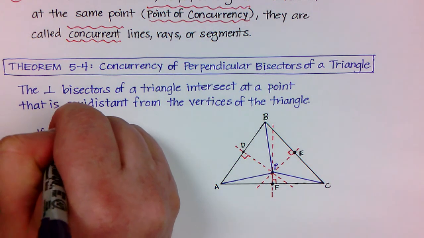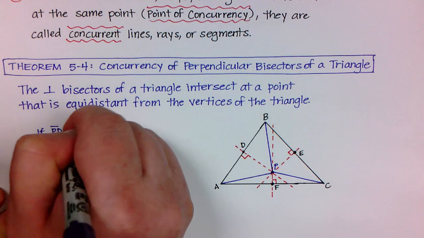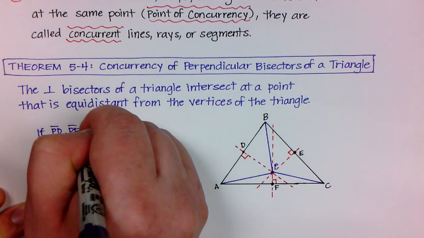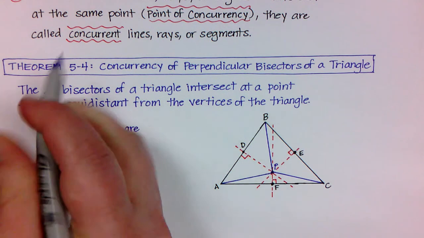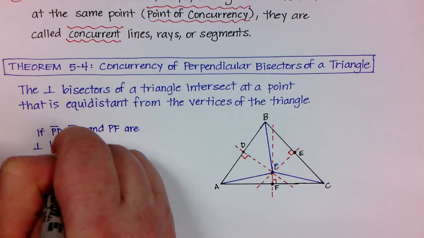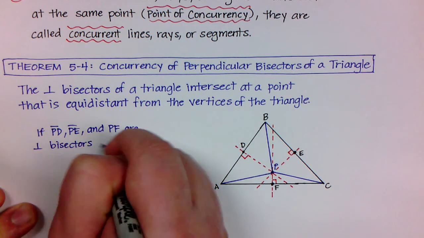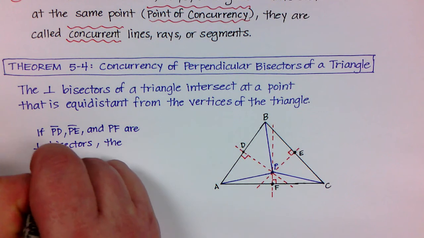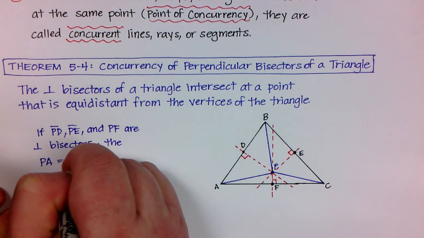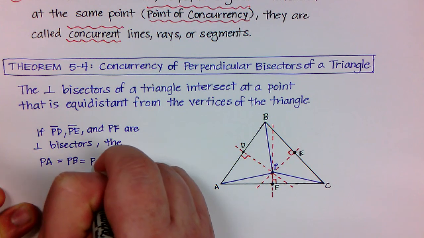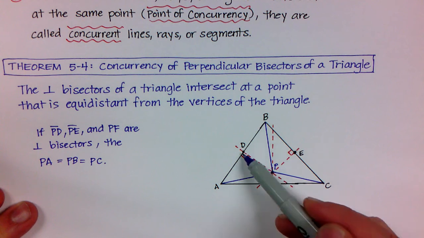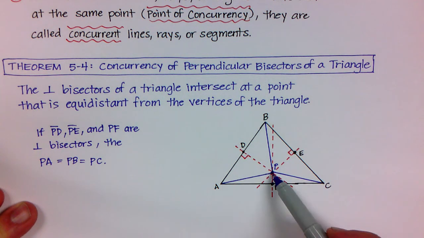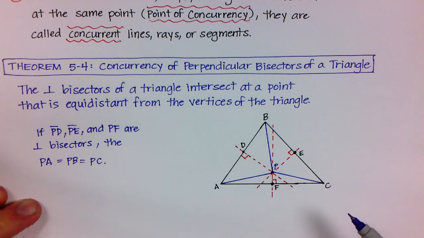If PD, PE, and PF are perpendicular bisectors, then PA is equal to PB, which is equal to PC. Okay, so if I know that these three little segments are perpendicular bisectors, then these purple segments are all the same length. Pretty cool, right?